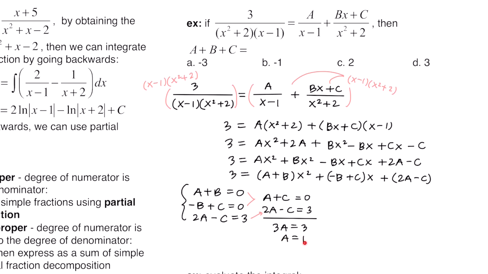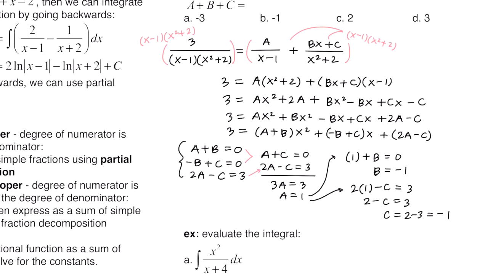Next, I'm going to take this value for a and plug it into the top equation and solve for b. So you end up getting that b is equal to negative 1. And then finally, I'm going to take this a and plug it into the bottom equation to solve for c. So we end up getting that c is equal to negative 1. So a plus b plus c is going to be 1 plus negative 1 plus negative 1, which equals negative 1. So that means our final answer is B, negative 1.